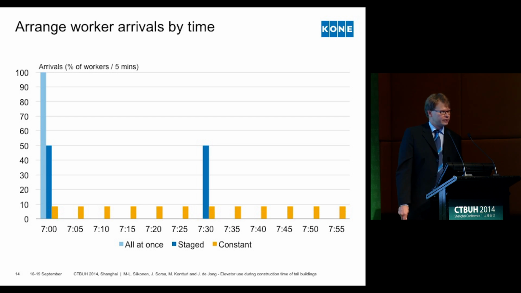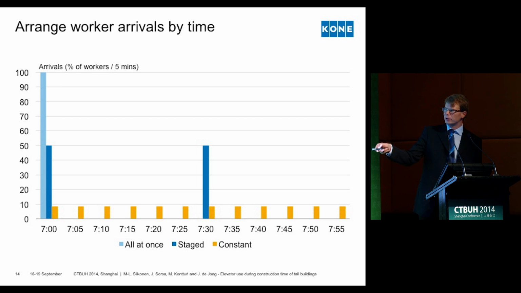So here is shown the arrival patterns for the 1 hour peak time as an example. And this light blue one corresponds to the case where all workers arrive immediately in the beginning of the shift at 7 o'clock. Then there's another option to stage the arrivals so that the workers arrive in 2 different times with half an hour gap between them. And the last one is the constant arrivals, where people just arrive as a continuous stream.